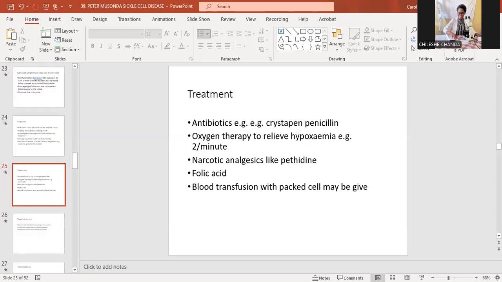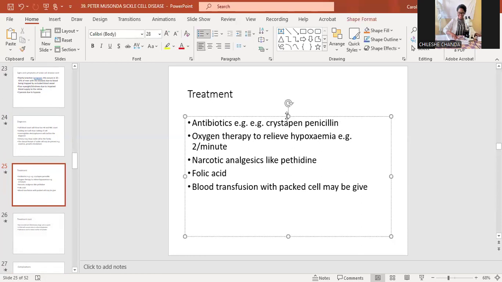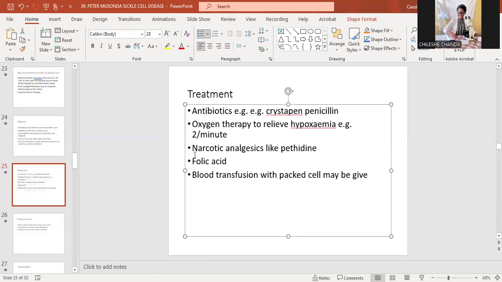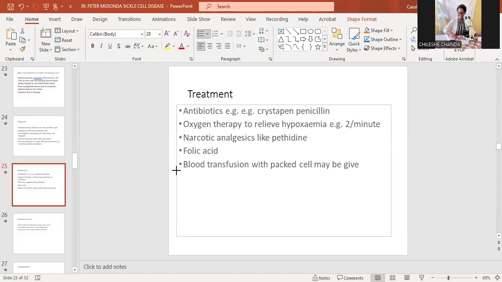For treatment, you want to give the patient, first of all, antibiotics for prophylaxis against any superimposed infections, such as crystapen penicillin. You are going to give oxygen therapy for hypoxia so that the patient has supplemental oxygen. You have to give very strong analgesics such as pethidine.